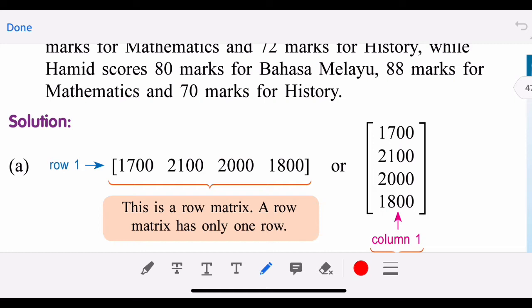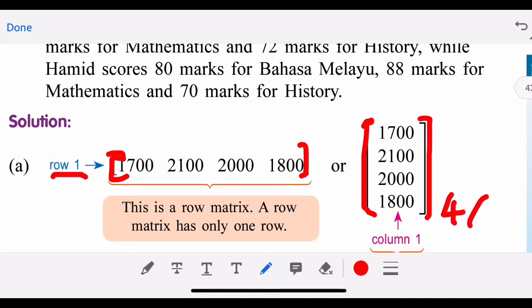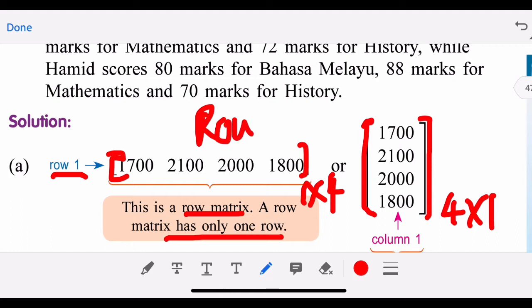So this is the first one. We just have row 1. You can do it like this, either horizontal or vertical. So this is actually 1 column and 4 rows, so we say 4 by 1. This is 1 by 4. So this is a row matrix. A row matrix has only one row. So this is called a row matrix.